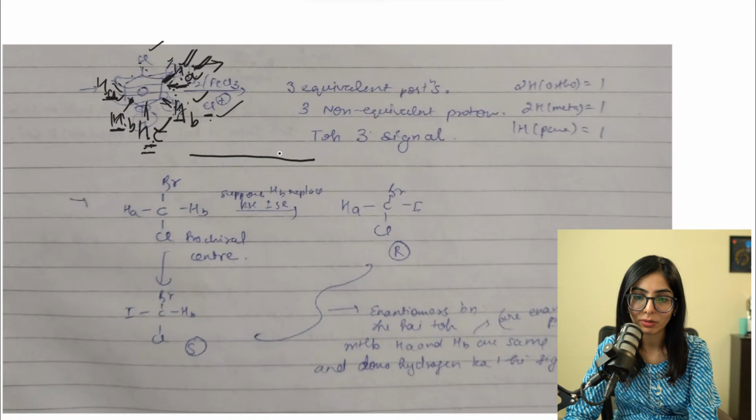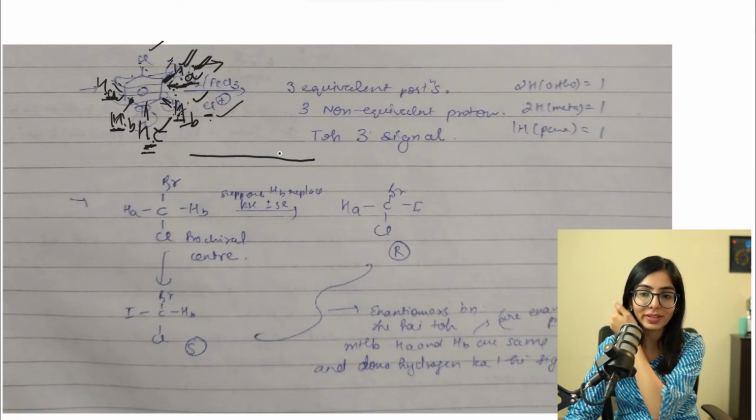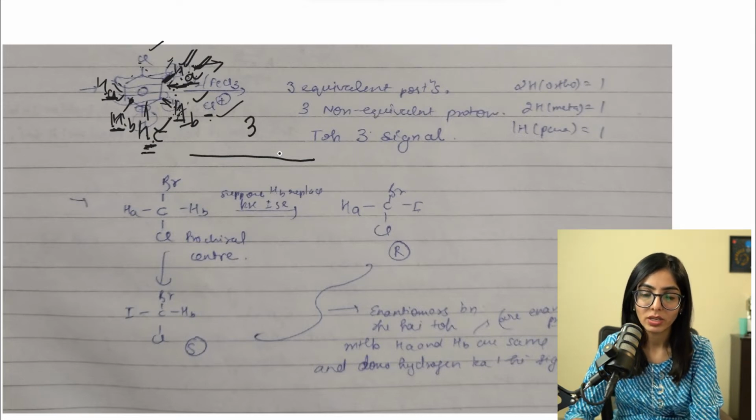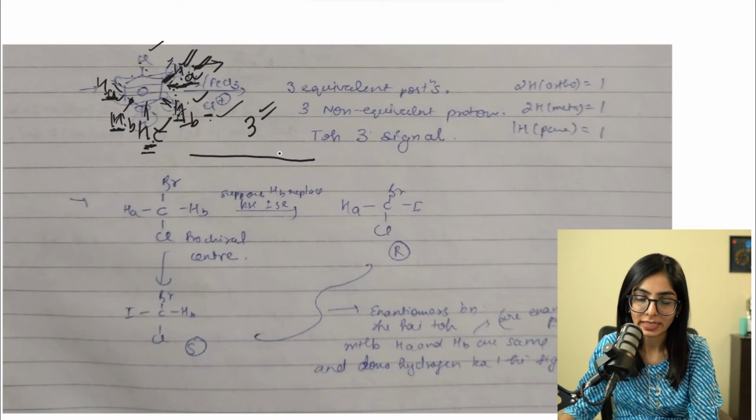But intensity will be higher of HA and HB because two protons over here are giving the same signal, and over here also, but HC will be having lower intensity. So that would be like that only. Fine. So they'll be having a total of three signals. So let's go to the next one.